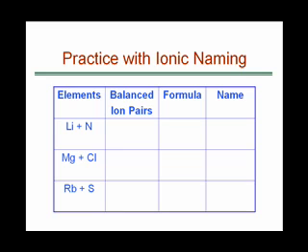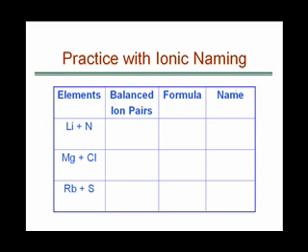Now, here's some practice with ionic naming. First thing you need to do is to balance the ion pairs. And when you balance the ion pairs, you balance them using coefficients. And coefficients are the numbers out in front that tell us the numbers of ions. So let's take a look at these 3 examples and I'll show you what the coefficients are.